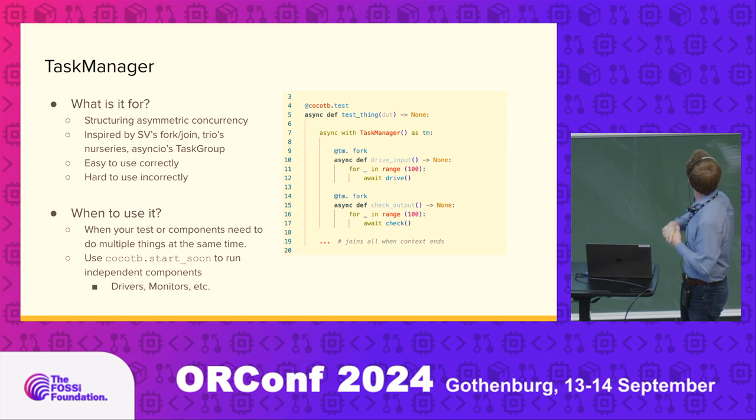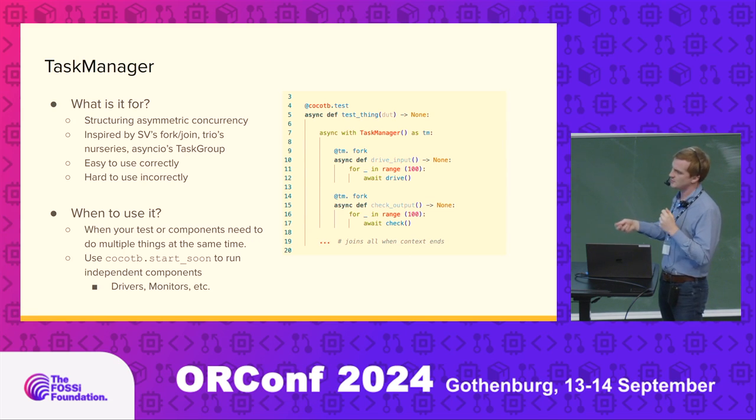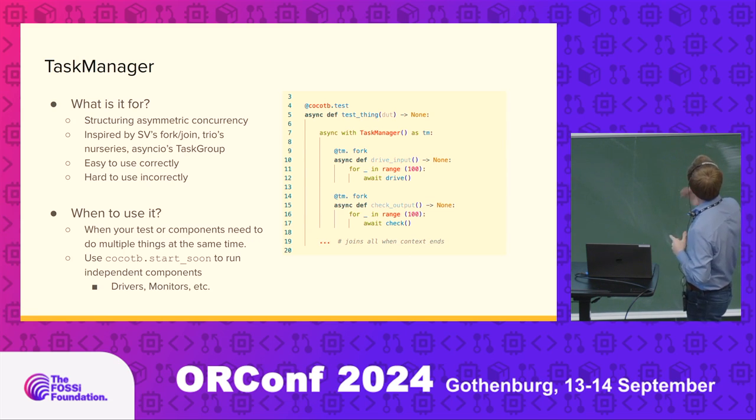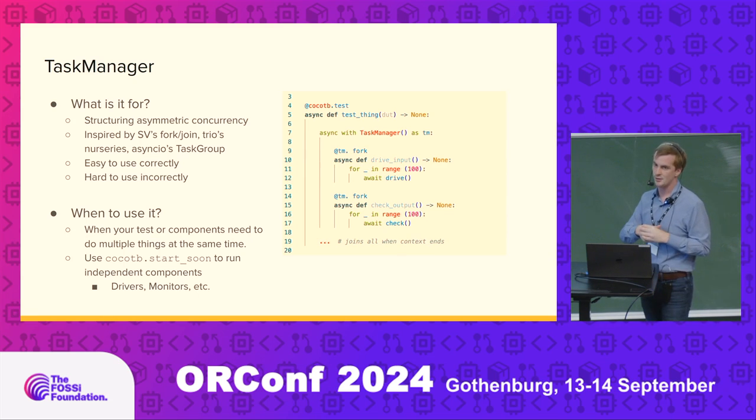So we can see a simple example here on the right. Within a test, we need to drive something, we need to check something, and we spin up two different tasks for doing each of those things. And when the task manager context ends, it's going to join all of those tasks together so that they all finish.